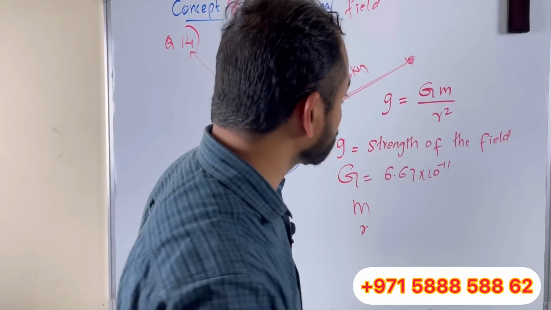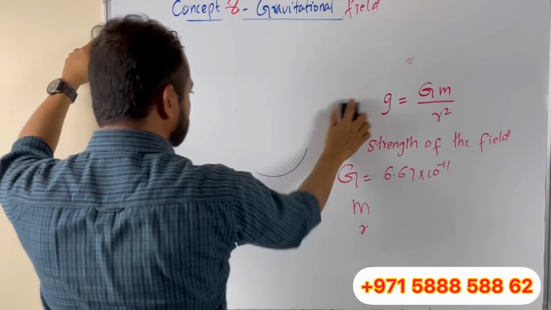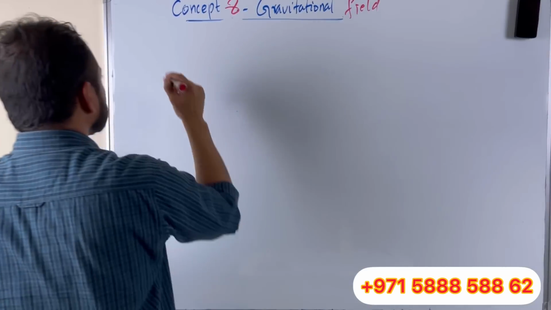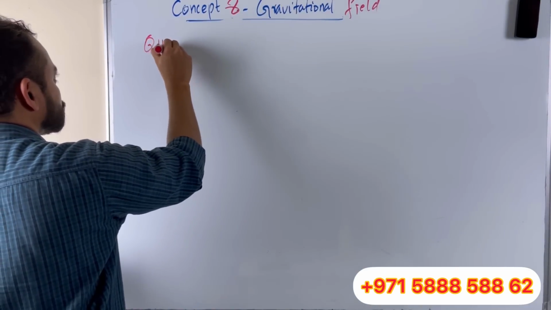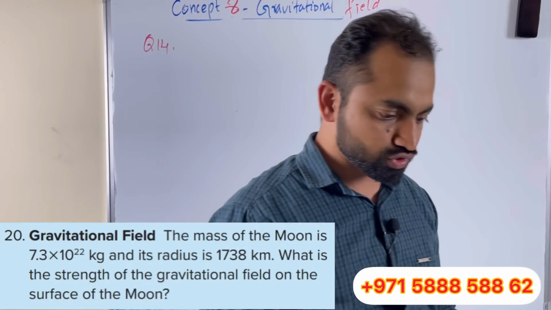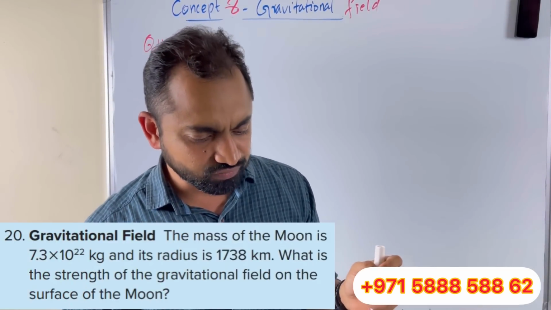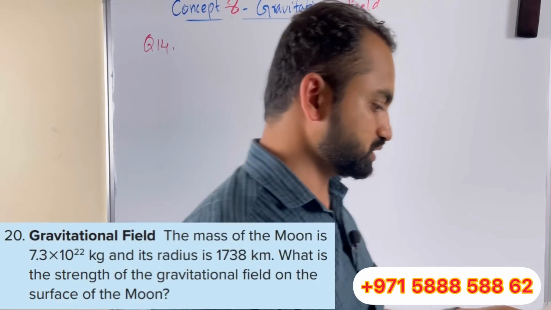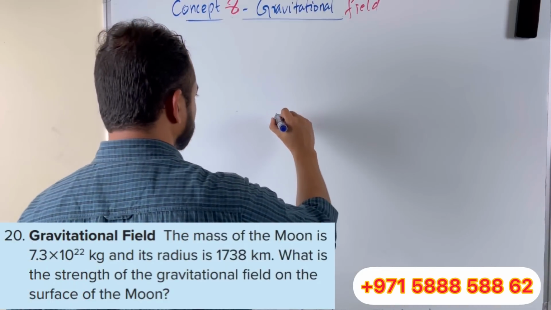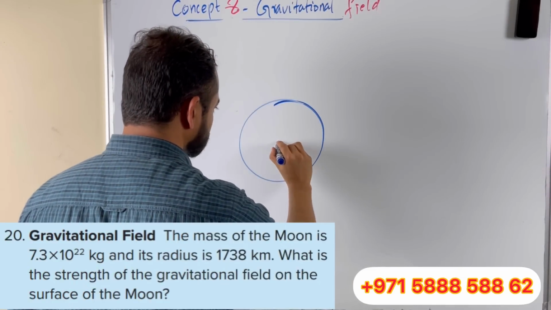Now we will discuss one question from the textbook, the Heikel. We have one question, question number 20 from page number 181. Gravitational field. The mass of the moon is 7.3 times 10 to the power 22 kilograms. So here we have a moon. So this is the moon. The moon produces a gravitational field around it.